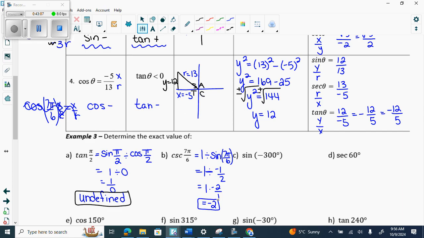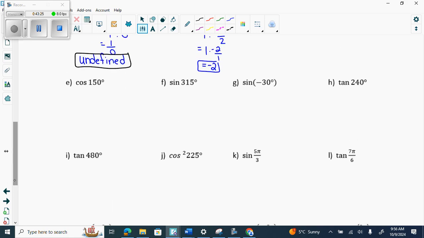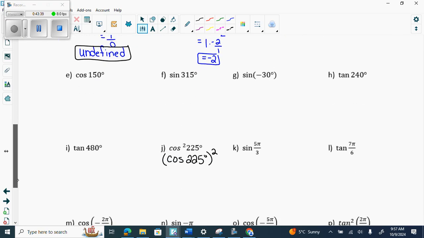And once again, you can check this. How do I check cosecant 7 pi over 6? I type in 1 divided by sine of 7 pi over 6, right? Because I have a sine button, but not a cosecant. So I want you guys to attempt these for tomorrow. It's cos 225 squared. It's just the same as cos 225 degrees squared. These need to be done for tomorrow. This is your homework. Attempt it for tomorrow in pencil.